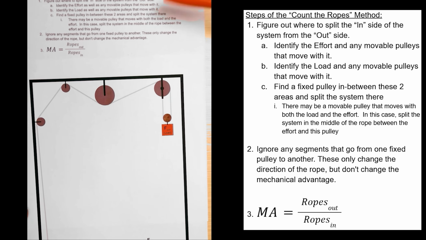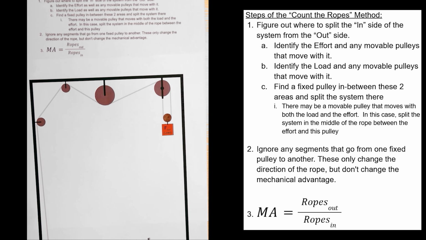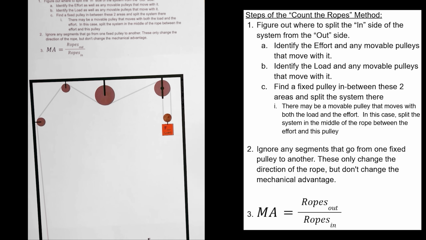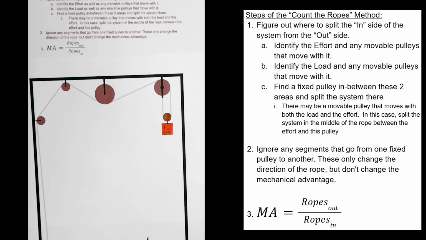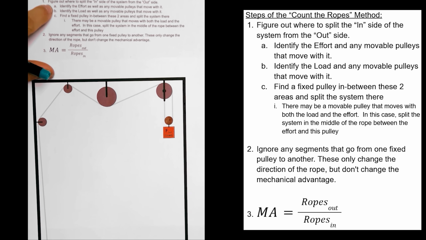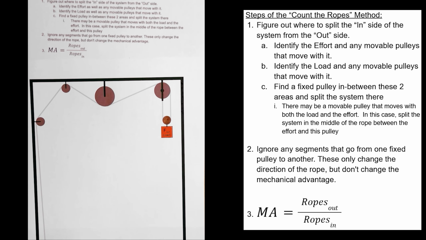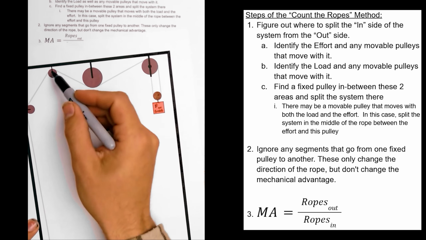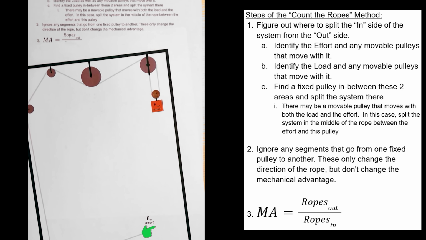All right, so that was identifying the load and its movable pulleys. Find a fixed pulley between these two areas and split it there. So notice it says find a fixed pulley, not the fixed pulley. We've already assumed from A and B that we've already got all the movable pulleys on one side or another. They've already been split into their teams, which means that we could split this at any of these fixed pulleys, and it's going to be just fine. It doesn't matter which one we use. So let's just split it here.